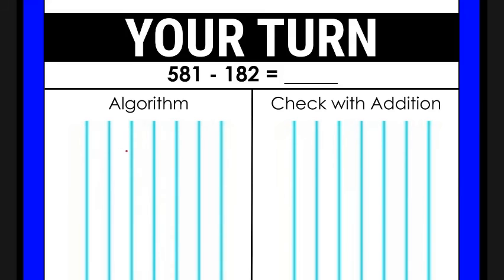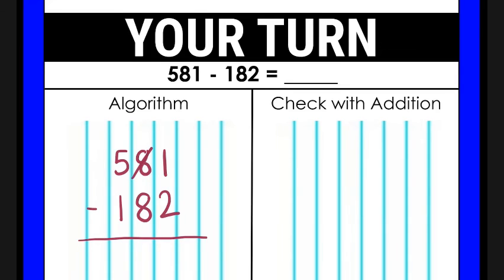So for the algorithm, we're going to set it up as 581 minus 182. All right, so let's start in the ones. 1 minus 2, I can't do that. So I have to go next door. I'm going to borrow a 10. Now it's 11 minus 2. That equals 9. So now for the tens, I have 7 minus 8.